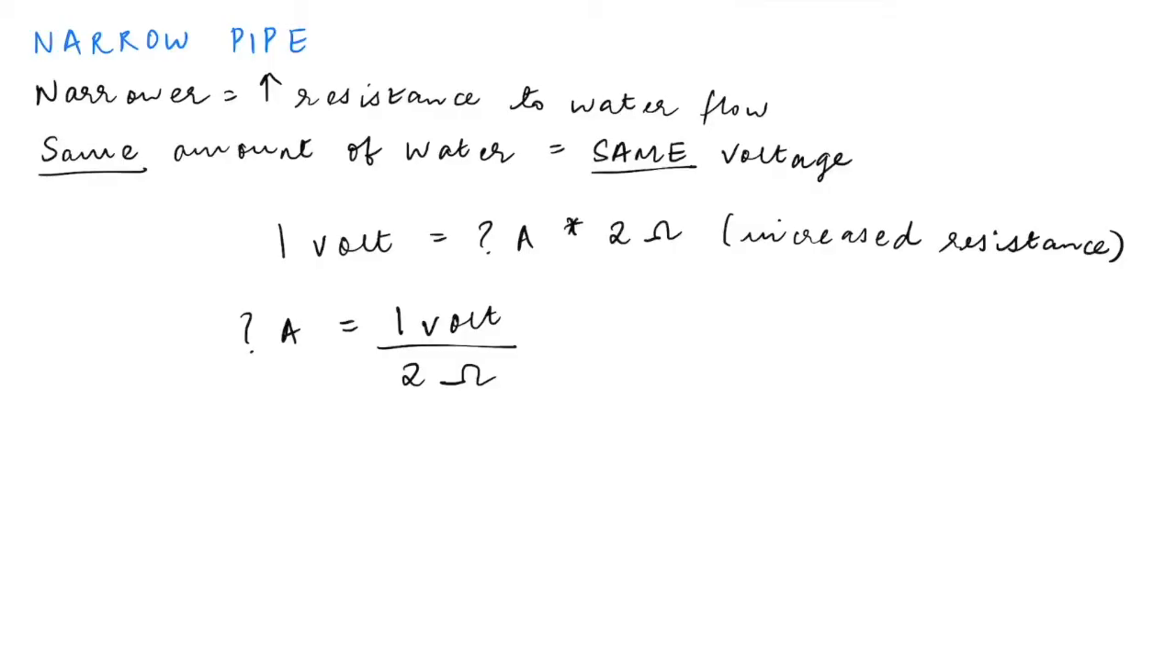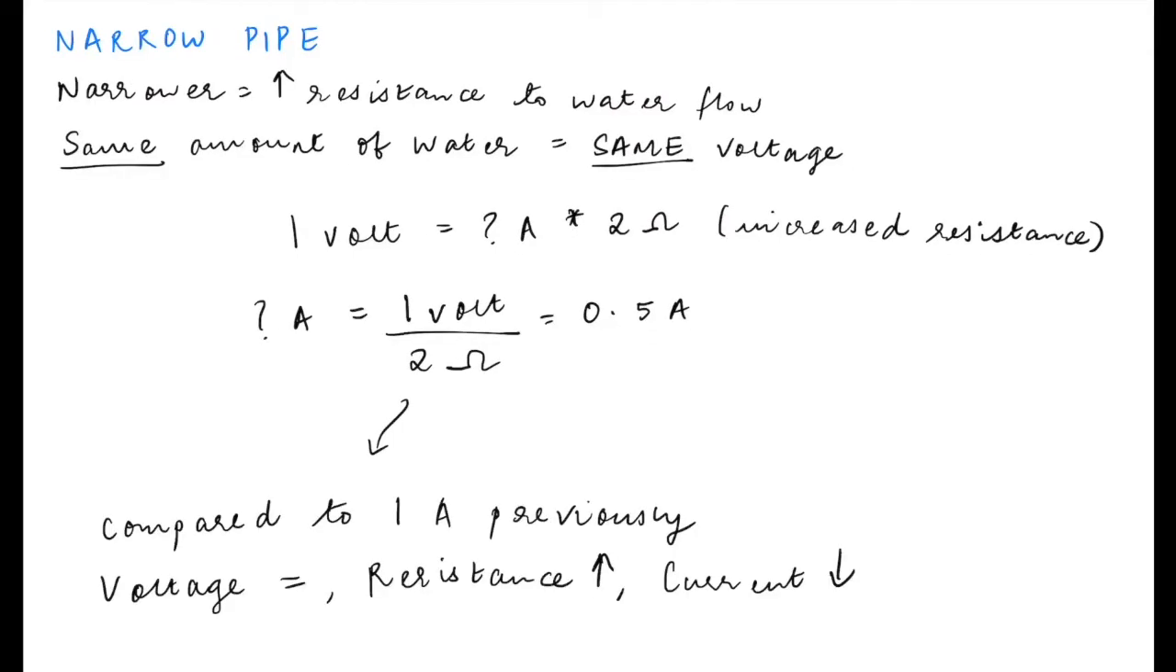To solve for the number of amps, we would divide 1 volt by 2 ohms, which gives us 0.5 or half an amp. Confirm if this is the value you got when you solved it yourself. If you're still confused about how this answer was arrived at, please leave a comment down below.